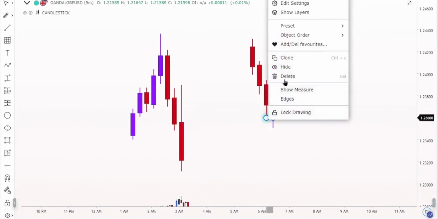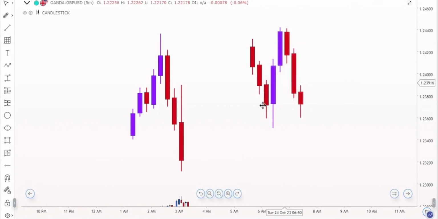Now in today's episode, we want to look at how to identify a high probability fair value gap. If you go to your chart, you'll probably find tons of fair value gaps everywhere. Not all fair value gaps are created equal, and not all are high probability. That is why in this video, I want to teach you how to identify a high probability fair value gap.